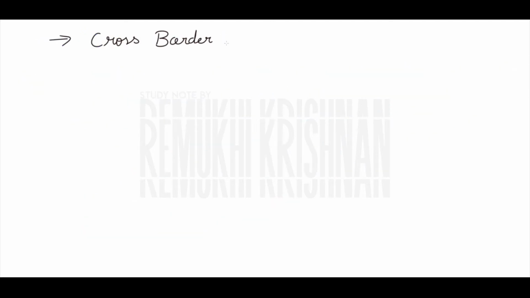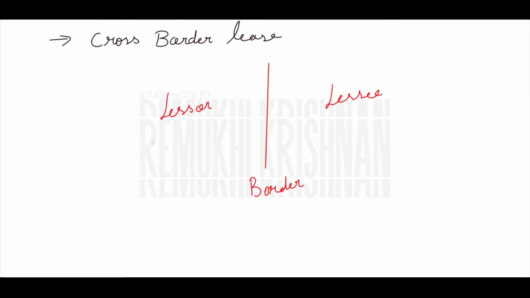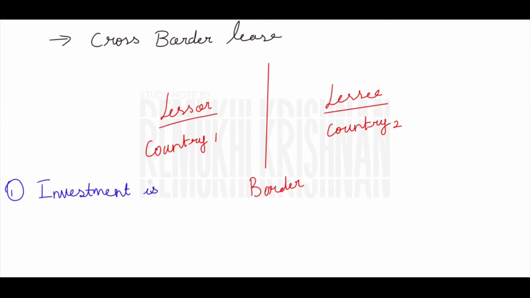The next type of lease is cross-border lease. Let us take this line as a border. The lessor and lessee are situated in different countries. If this is the case, then it is called a cross-border lease. Cross-border leasing is a type of lease agreement where lessor and lessee are situated in different countries. The equipment involved in such agreements includes transport and telecommunication equipment, etc., which requires a huge amount of investment. So there will be a huge amount of investment, and there is a tax advantage.